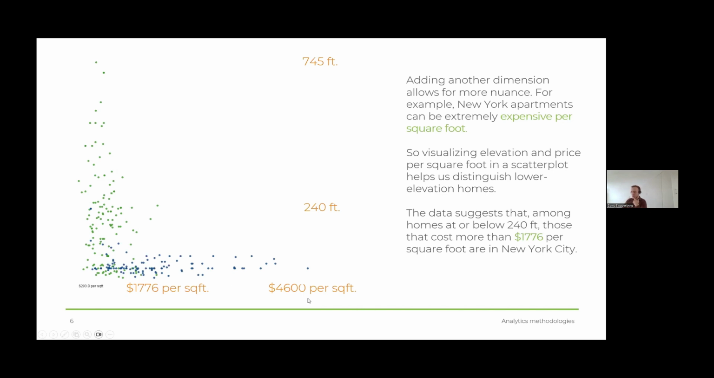So what you can see here is that around $1,776 per square feet, there are basically no houses. Everything more expensive than that is basically only New York houses. So that would also be a nice one where we say, okay, we know 240 feet and 1776. Those two give me already a good first guess.